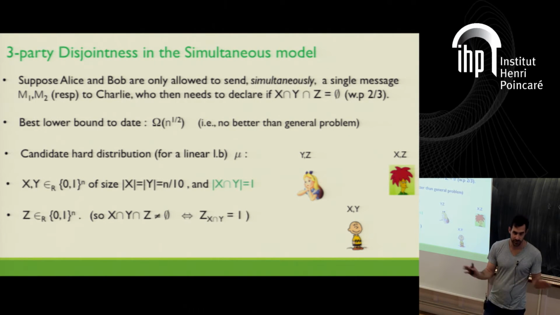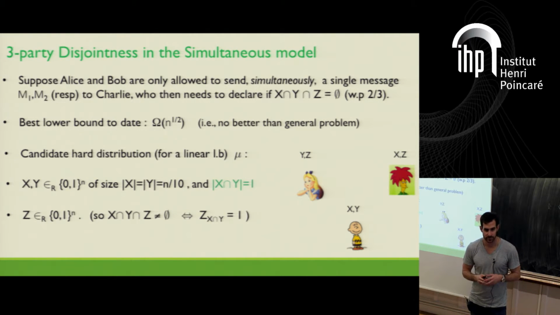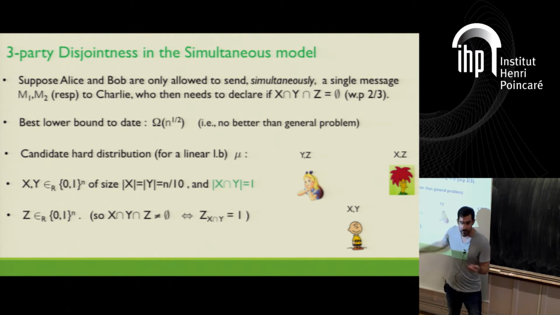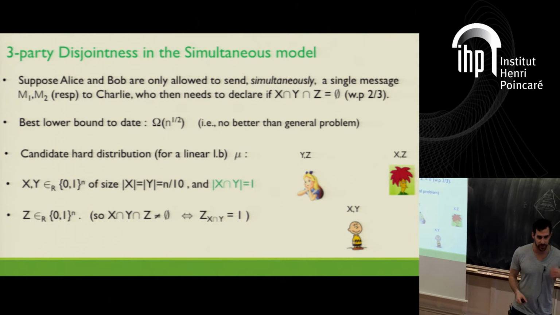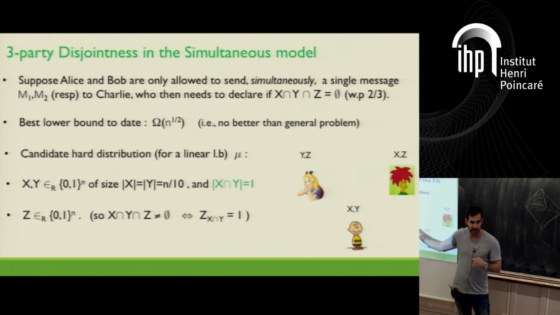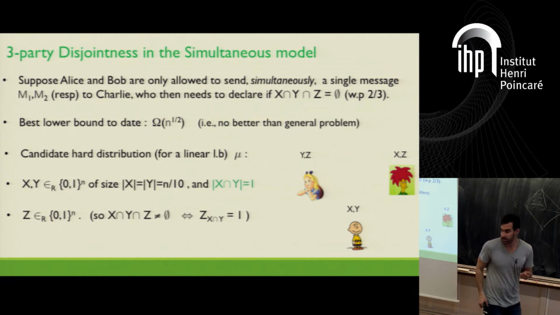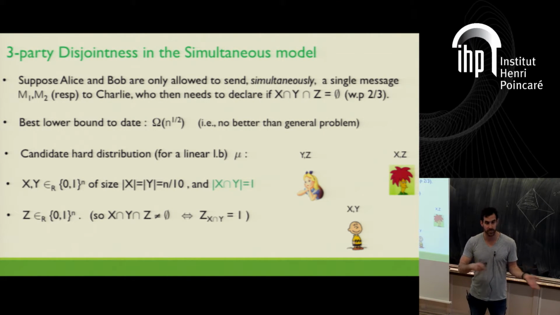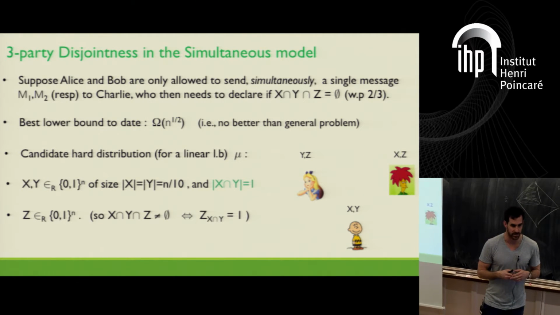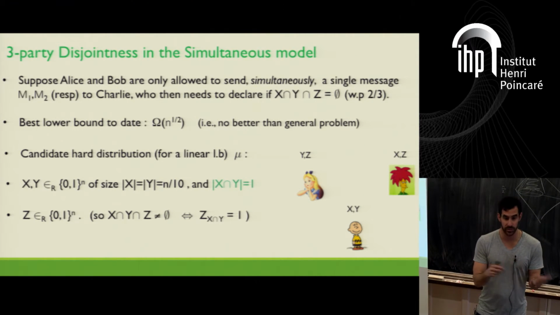Charlie's input is just a uniform n-bit string Z. All right, so what I claim is that it's easy to see what determines the disjointness of the players: because x and y intersect only in one place, the J-th bit of z, z sub j, completely determines whether the inputs are disjoint or not. In other words, Charlie has to decode the bit zj with probability 2/3 in order to determine whether the inputs are disjoint or not. Make sense?